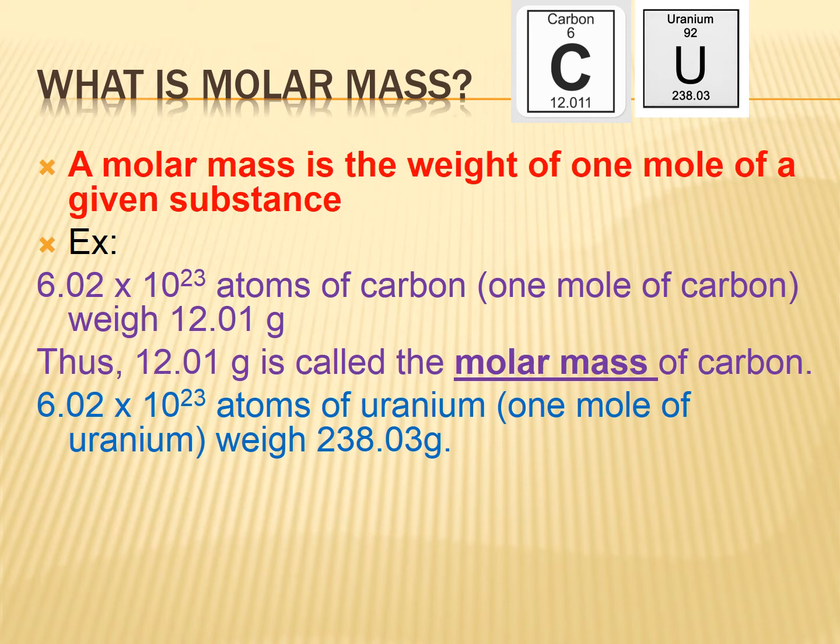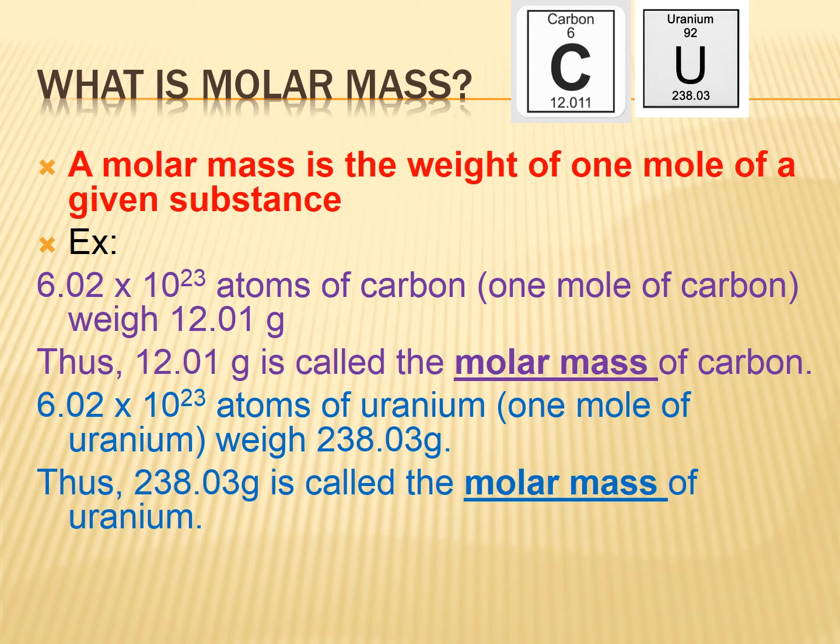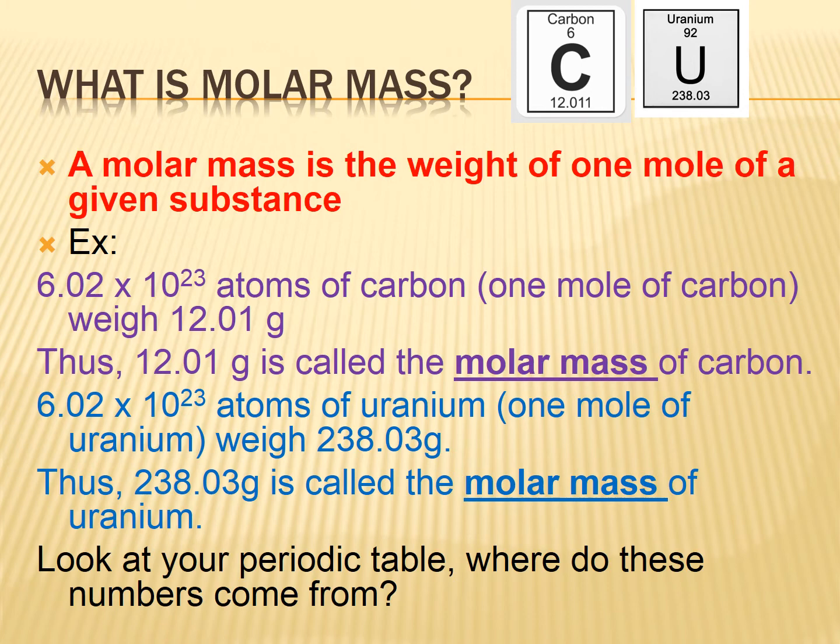Again, same thing with uranium. If you have a mole of uranium, so you have 6.02 times 10 to the 23rd atoms of uranium, it's going to weigh 238 grams, just looking at the periodic table. So that's the molar mass of uranium. So again, you're looking at your periodic table, probably going to have to print one off. And we're just going to look at that larger number.